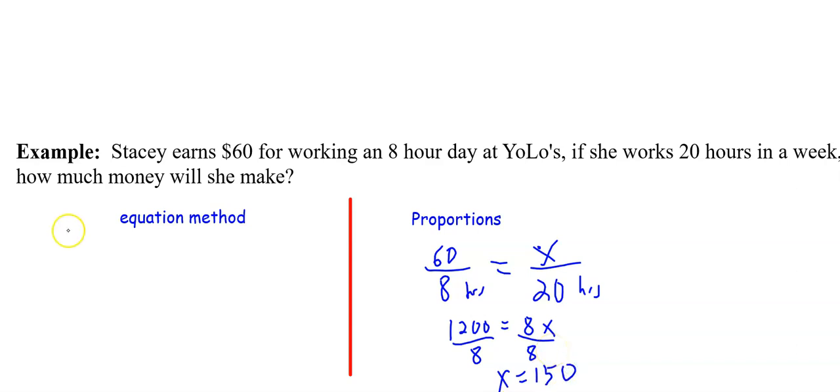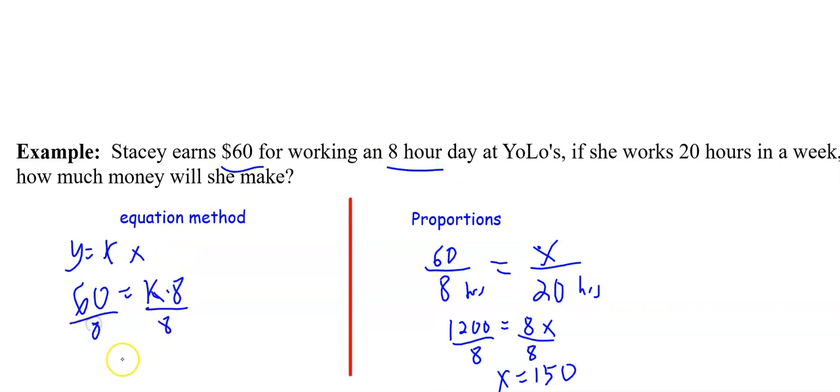The other way is to use kind of an equation like y equals kx. Let's try that. So let's plug in our variables here. So we make $60. We don't know what k is. That would be our rate, like our pay rate, like $10 an hour or something. And you work 8 hours, so times 8. If you divide by 8, I think you get k equals 750.